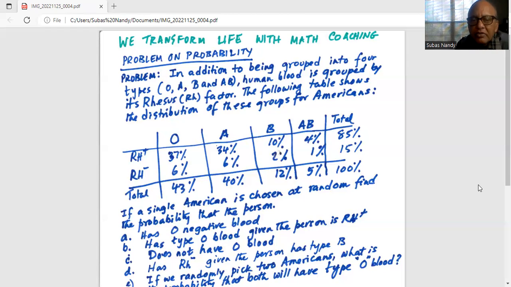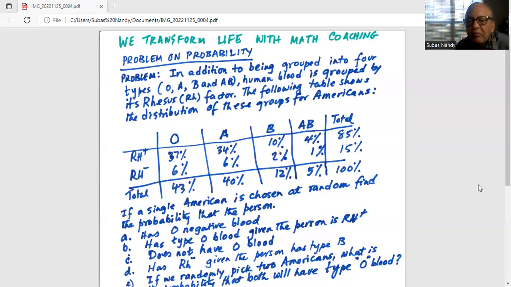If we add the first column for O, the total is 37 plus 6, 43. For A, 34 plus 6 is 40% total. For B, 10 plus 2 is 12%. And for AB, 4% plus 1% is 5%. Okay. So if we add the sum of the totals of each column, 43% plus 40% plus 12% plus 5%, it adds up to 100%.